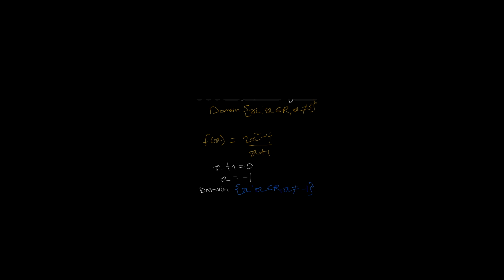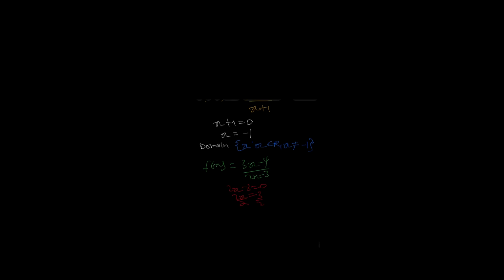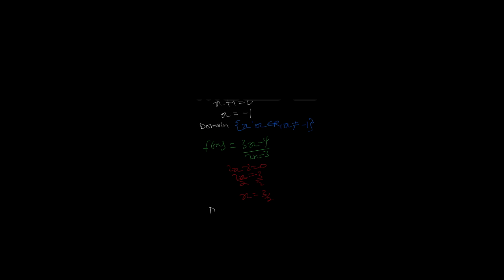Let's take another question and then we move on to the next thing. f of x equals 3x minus 4 over 2x minus 3. Again, we equate that one to 0. 2x minus 3 equals 0. We get 2x equals 3. Divide both sides by 2, and we have x equals 3 over 2. The domain in this case also becomes x such that x is a member of all real numbers, but x is not equal to 3 over 2.